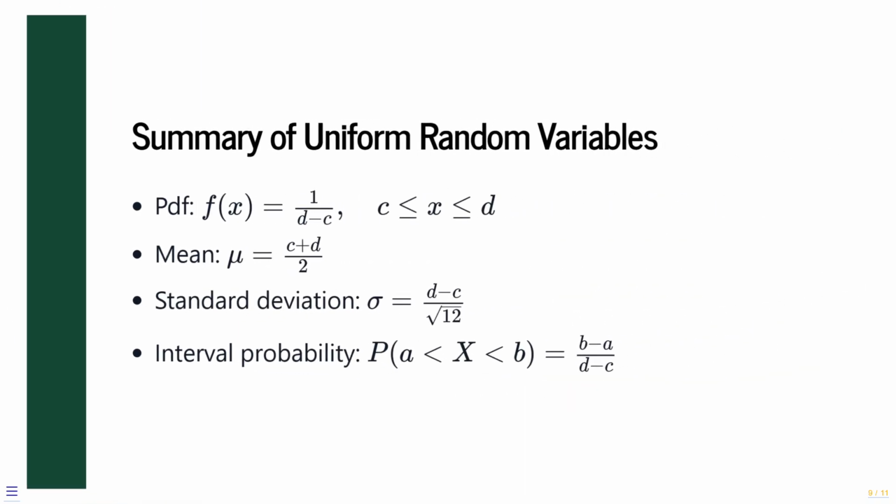Let's summarize the key facts about uniform random variables. The PDF is constant at 1 over (d minus c). The mean is the midpoint, (c plus d) divided by 2. The standard deviation is (d minus c) over the square root of 12. And probabilities over intervals are computed using simple ratios of lengths. Keeping these formulas together provides a quick reference whenever you encounter a uniform model.